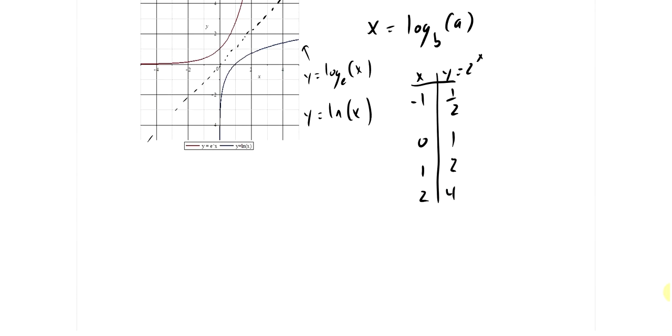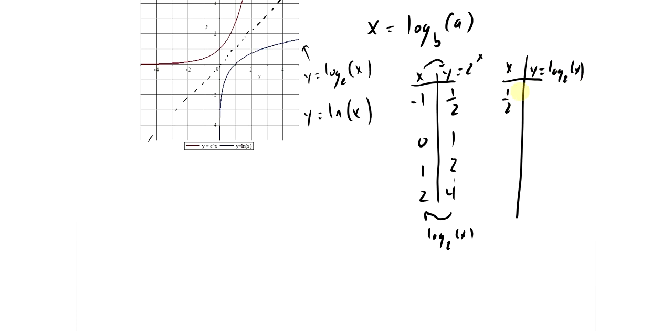But that's going this way. What logarithm does is say, if you give me this number, the output, 2 to the x, then I want to know what the input was. So thinking about it this way is log base 2 of x. So if we think about the table for y equals log base 2 of x, what do you get? Well, what's the log base 2 of 1/2?